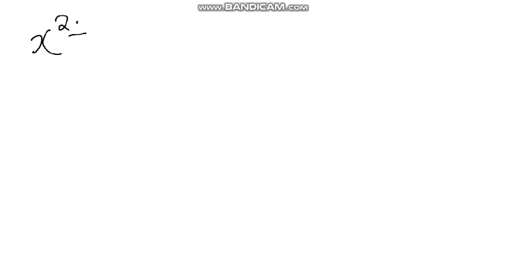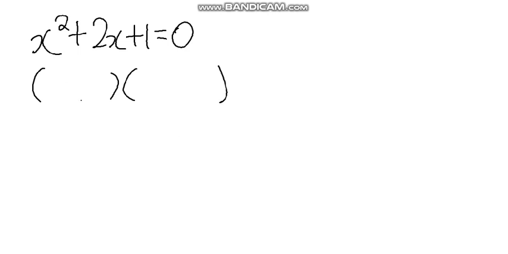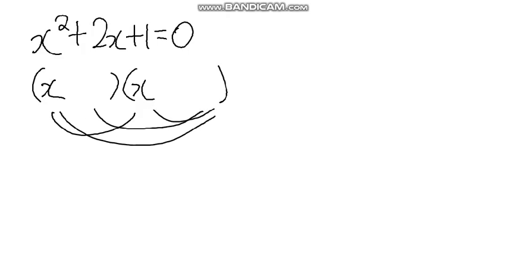x squared plus 2x equals, no, x squared plus 2x plus 1 equals 0. If you're doing the classical method where you put two brackets to divide it easier, since there's x times x for this one, you put x on this side and x on this side.